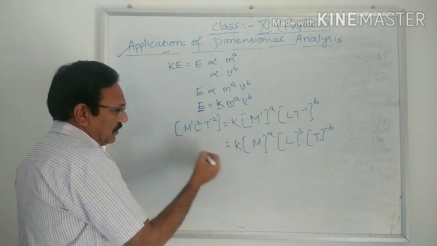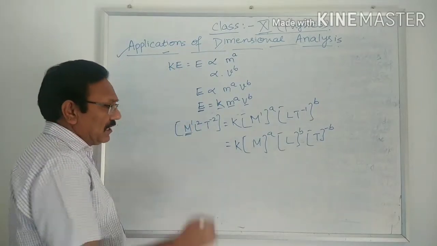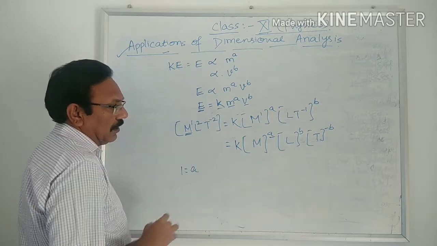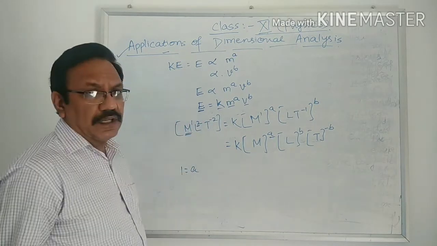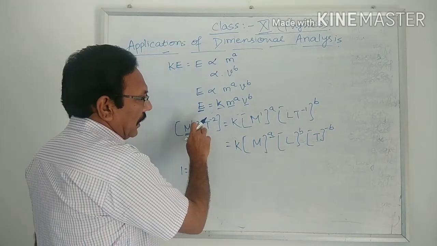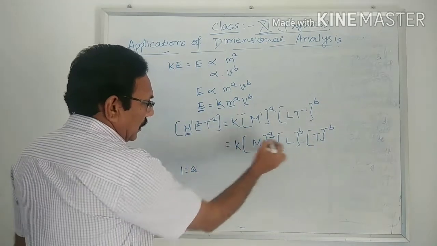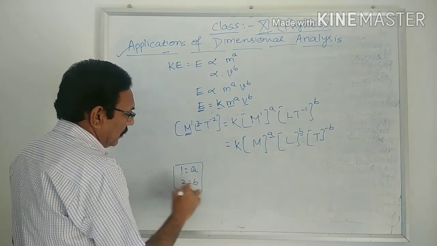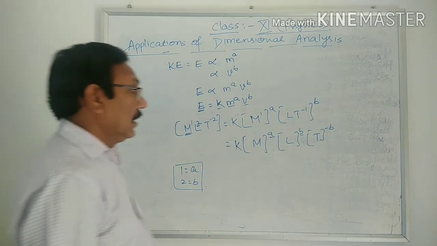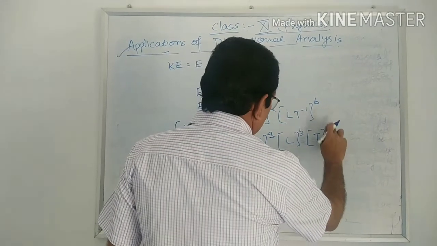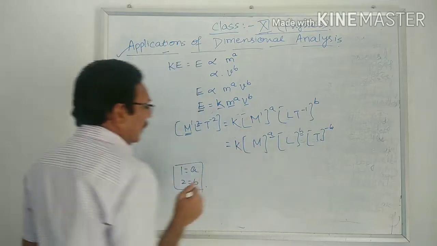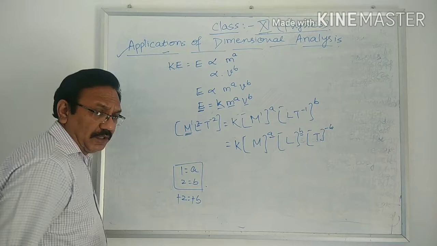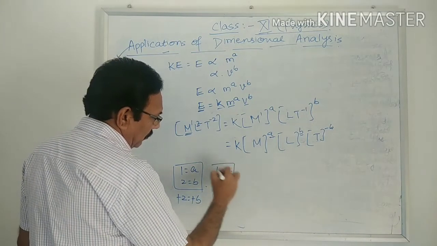When you compare the dimensions, on the left hand side the dimension of mass is 1, and on the right hand side the dimension of mass is A. So 1 equals A. The dimension of length on the left is 2, and on the right it is B. So 2 is equal to B. And for time, minus 2 also equals minus B. Minus cancels with minus, so again B equals 2.